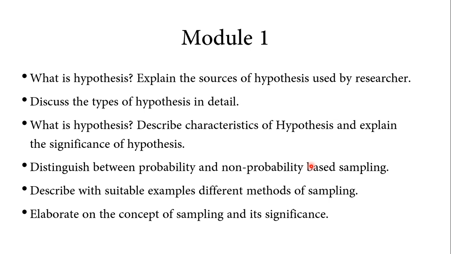Then the next set of questions is based on sampling. So distinguish between probability and non-probability based sampling. Describe with an example different methods of sampling. Explain or elaborate on the concept of sampling and its significance. So the first part is all hypothesis related questions. Now this is all sampling related questions. You can note it down once, then we'll go ahead.